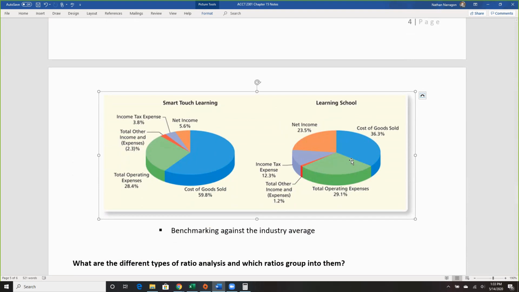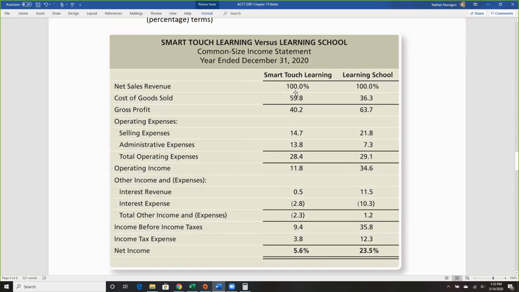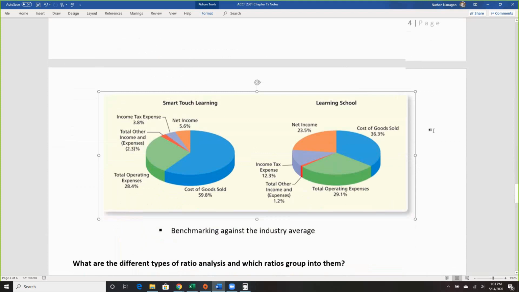Another benchmarking is also against the industry average, which we can check on and look at, and it's going to basically mimic exactly the same things. We can create the common size income statement comparing our company versus the industry average and see how well we're doing, and then create the benchmarking, which is again just this graphic, just replacing Learning School with the industry. That's really it with the vertical analysis. That's what we're going to get into.